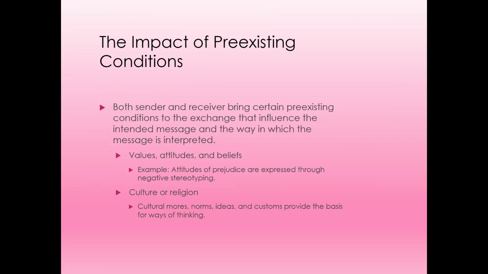Cultural mores, norms, ideas, and customs provide the basis for our way of thinking. Cultural values are learned and differ from society to society. Religion can also influence communication. Symbolic gestures, such as wearing a cross around the neck or hanging a crucifix on the wall, can communicate an individual's religious beliefs.